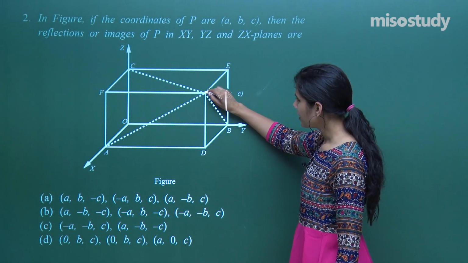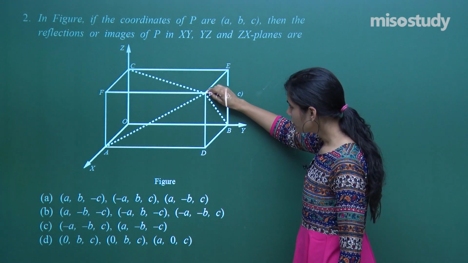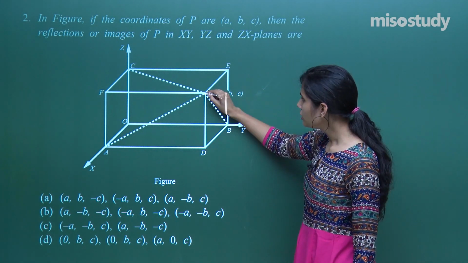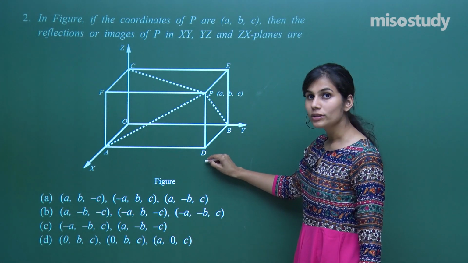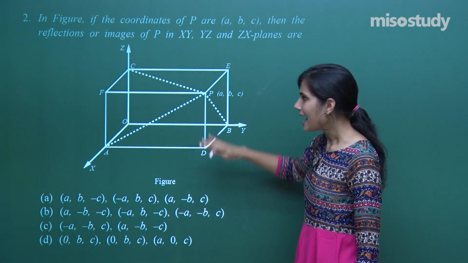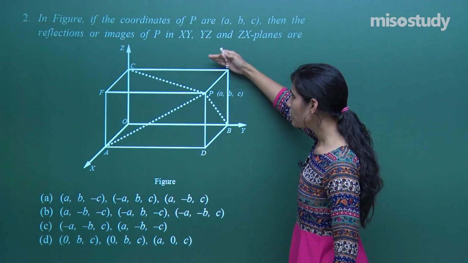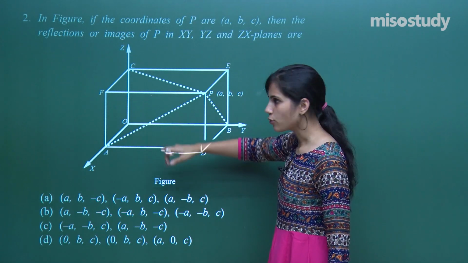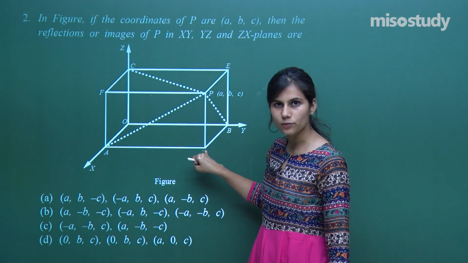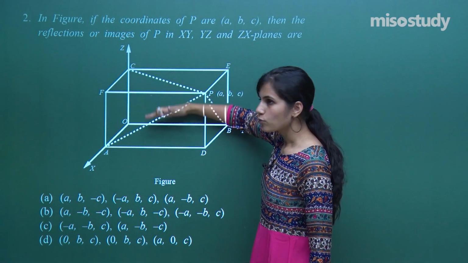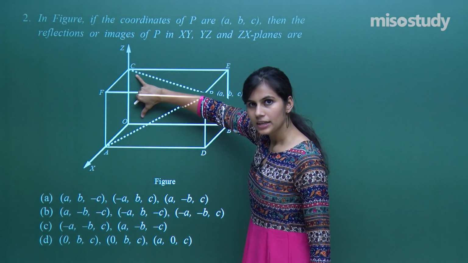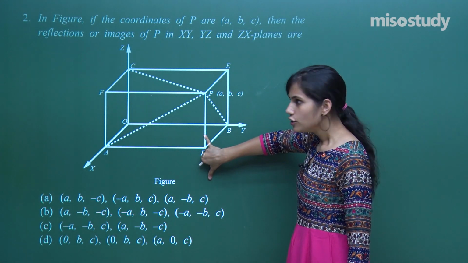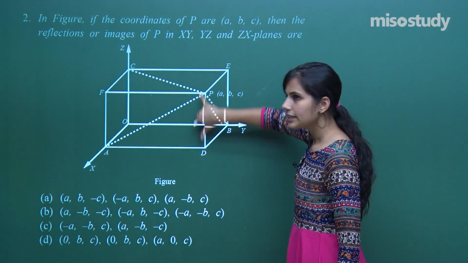Now when I am talking about reflection of P, I am saying that you need to drop a perpendicular from P onto the XY plane, or basically I can say you need to drop a perpendicular and go the exact same distance downward as much as you are upward. So how much are you upward? C units. Along the z-axis you are going upward, right? If I am talking about its projection or reflection in the XY plane, you are at what height? C units. The same height you need to travel below the XY plane.